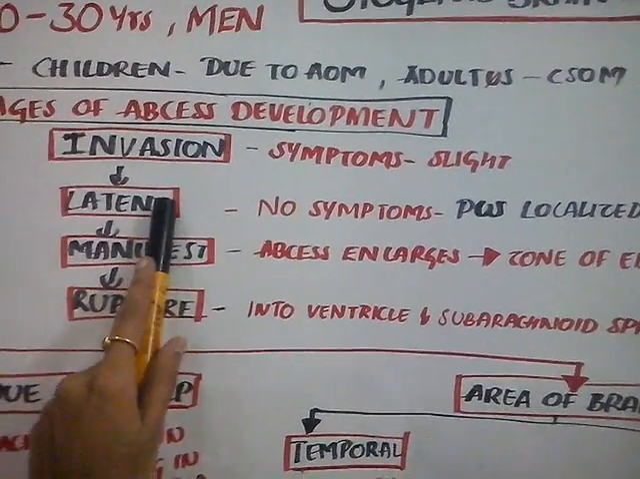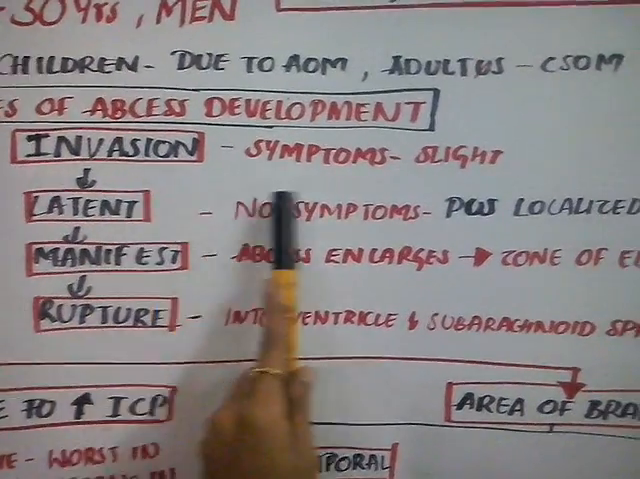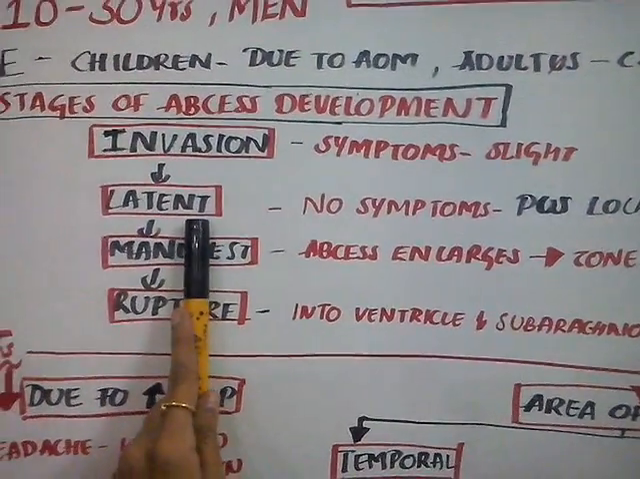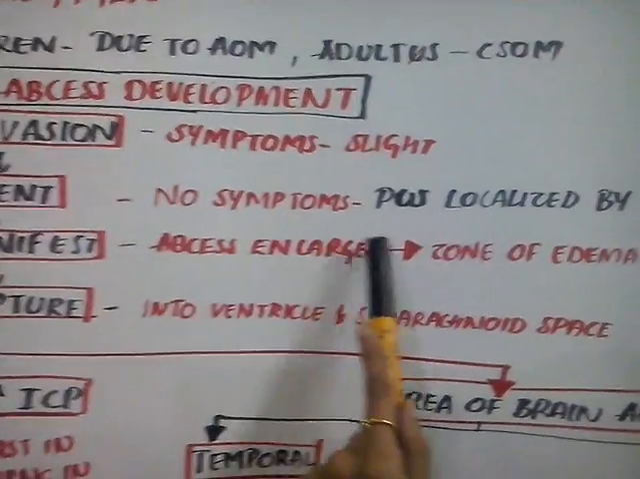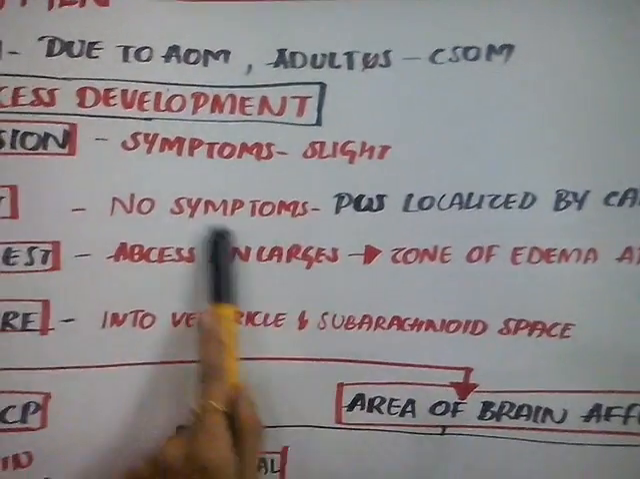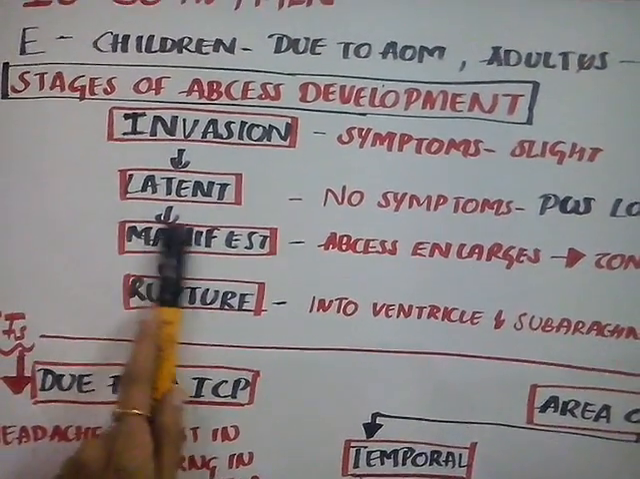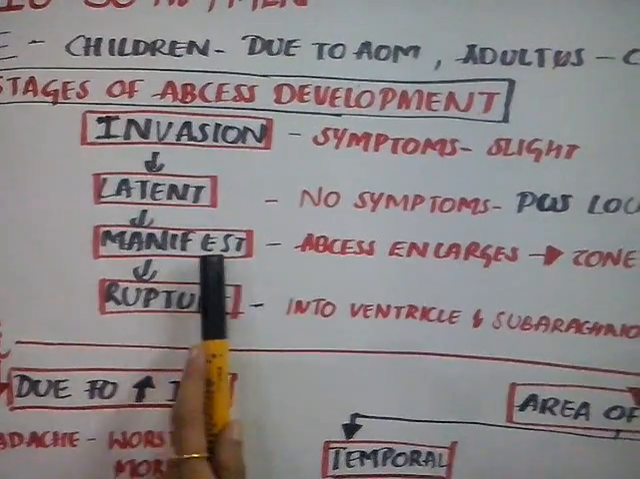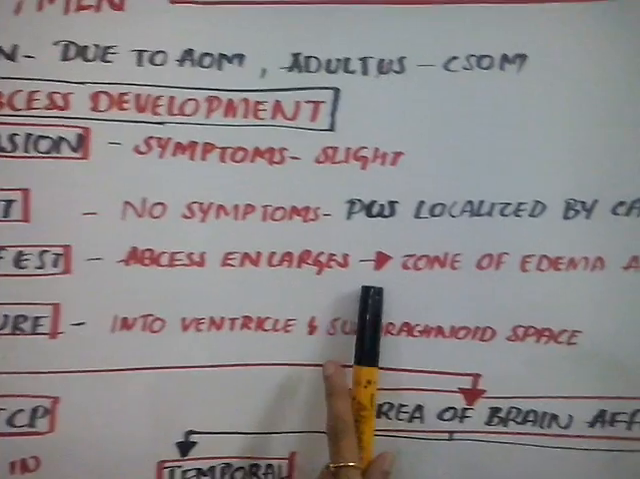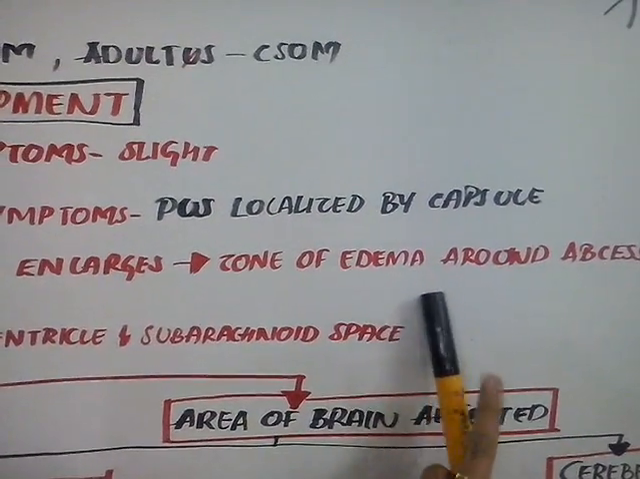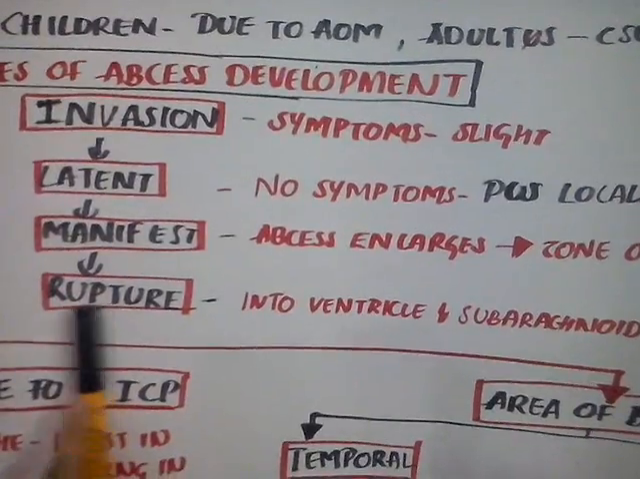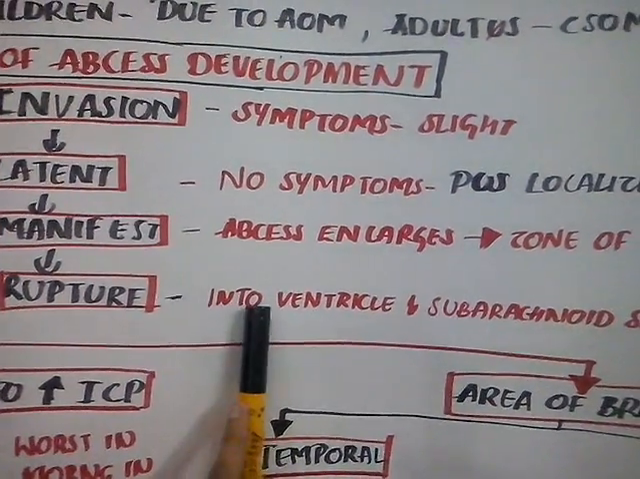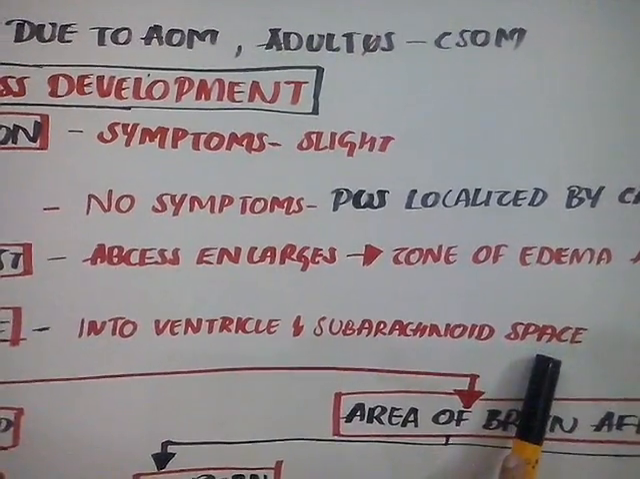Stages of the development of abscess. Stage of invasion. Here, the symptoms are slight. The next stage is stage of localization. Nature tries to localize the pus by capsule. Here there are no symptoms. Then stage of enlargement or manifest abscess. Here the abscess enlarges and there is a zone of edema around the abscess which causes increase in intracranial pressure. Then the stage of termination. Here there is rupture of abscess into ventricle and subarachnoid space.